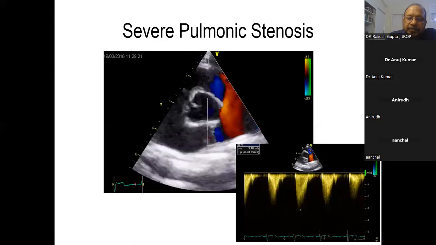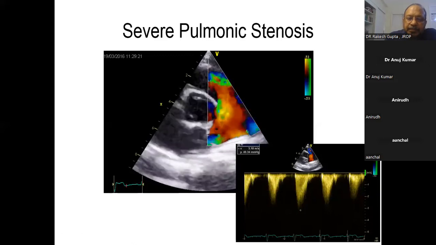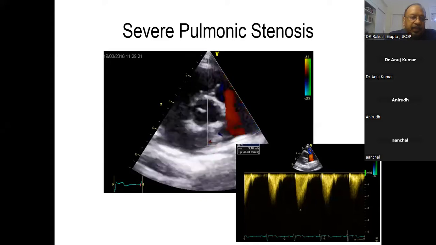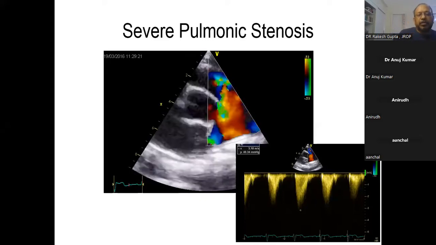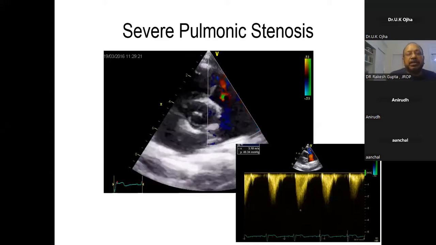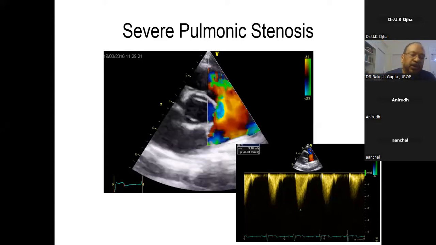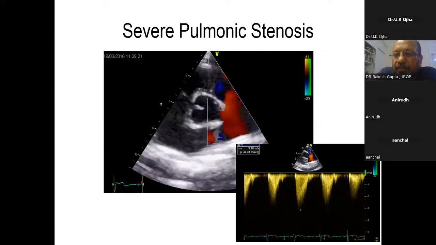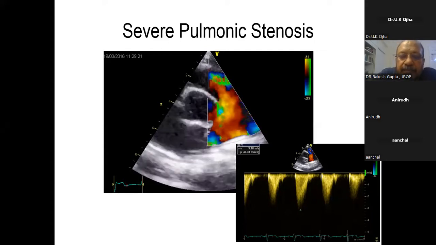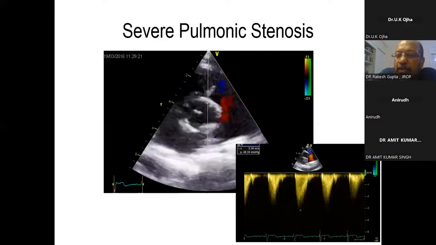Sir, I was going through the book. It was saying there is a short axis view of the pulmonary valve. Is there any other view of this? Yeah, you can make a short axis view of the pulmonic valve by rotating the cursor almost 90 degrees. But that is not for you. Forget about that level. Okay, sir.